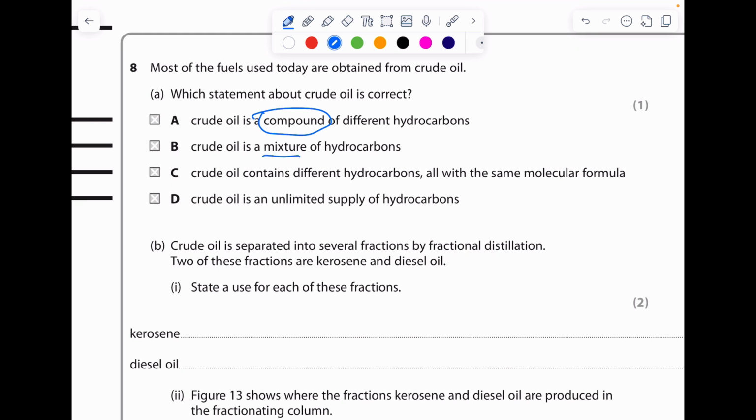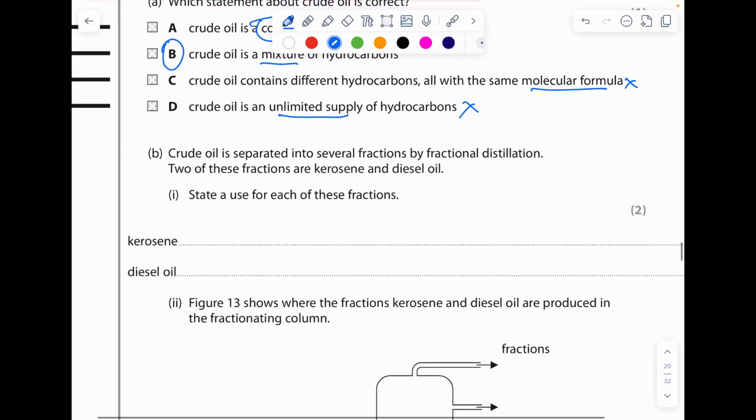Crude oil contains different hydrocarbons, all with the same molecular formula. That's not true. And let's get rid of that. Crude oil is unlimited supply. No, crude oil is a finite supply. It will run out. So the sensible option in there is option B.